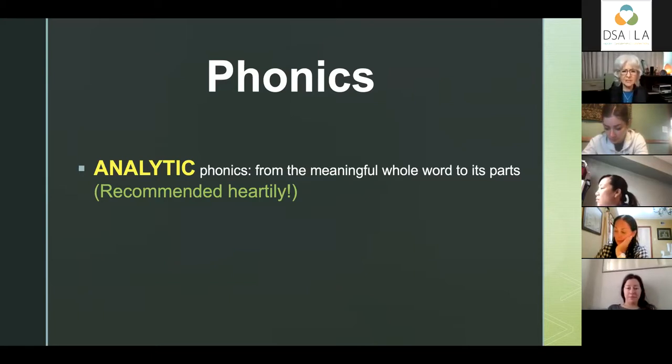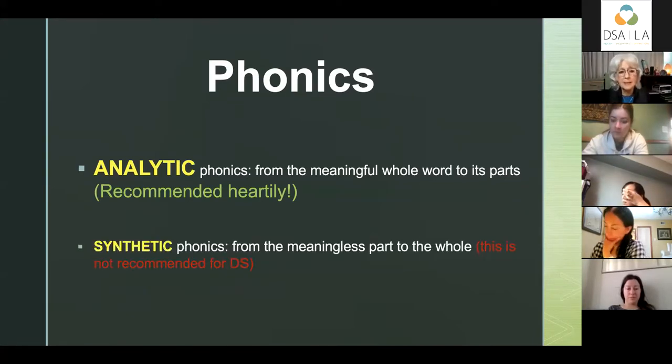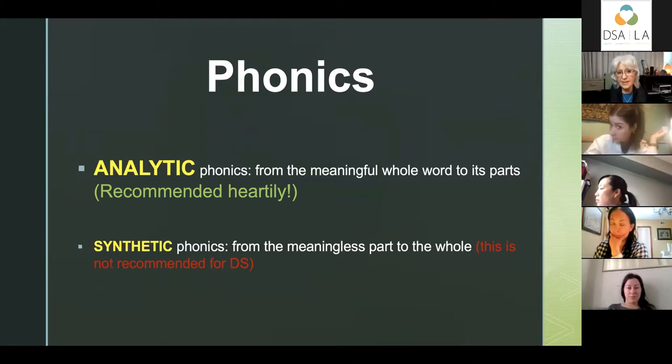Someone asked me once, do they have to learn all the sounds before you teach them whole words? No. You just start them both together. All right, analytic phonics, yes, recommended. Synthetic phonics is from meaningless parts, diphthongs, blends, digraphs, etc. And later those are assembled into words, not necessarily meaningful words, but they're assembled into words. That is not recommended for Down syndrome, and I'll explain why.